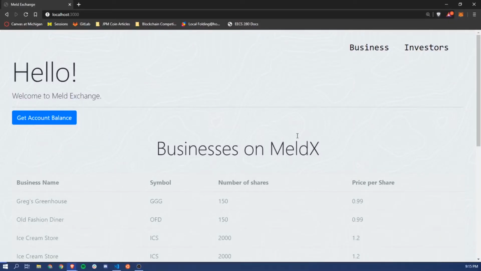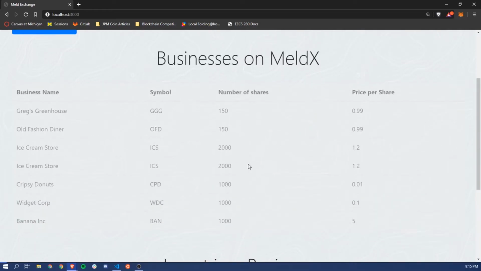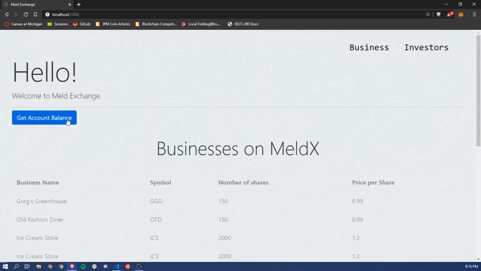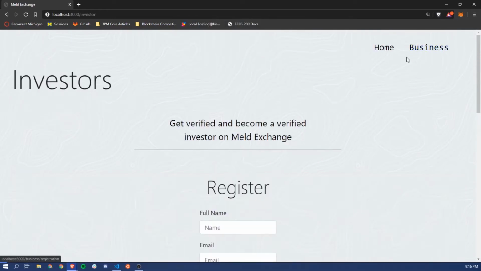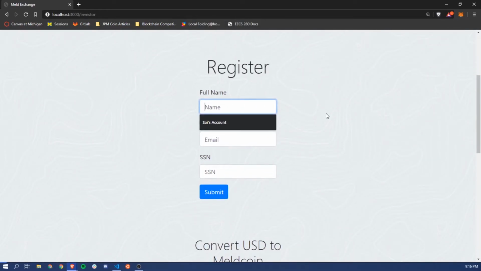Now let's take a step back and act like we're an investor. I'm a new investor and I'm interested in, let's say, this Banana Inc. company. They seem very promising and I want to buy some shares in them. If you get my account balance, it's like I have $0. So I need to register. Let's first register, and let's say our name is George Mason.